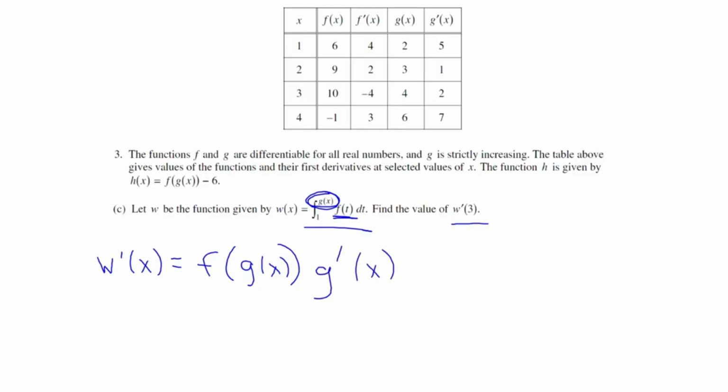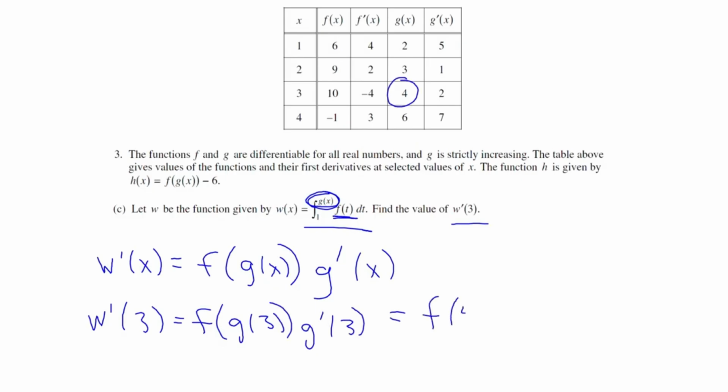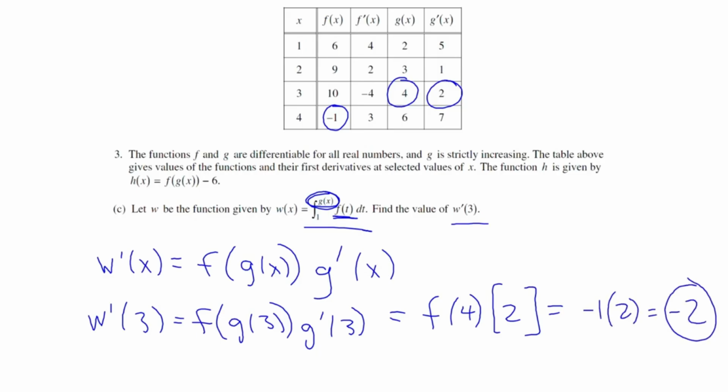And we just want w prime of 3, so w prime of 3 will be f of g of 3 times g prime of 3. And g of 3 is 4, so this will be f of 4 times g prime of 3, which is 2. And f of 4 was -1, so this is -1 times 2, which is -2. And they gave you 2 points for this, 1 for properly using the chain rule there, and 1 for the correct final answer.